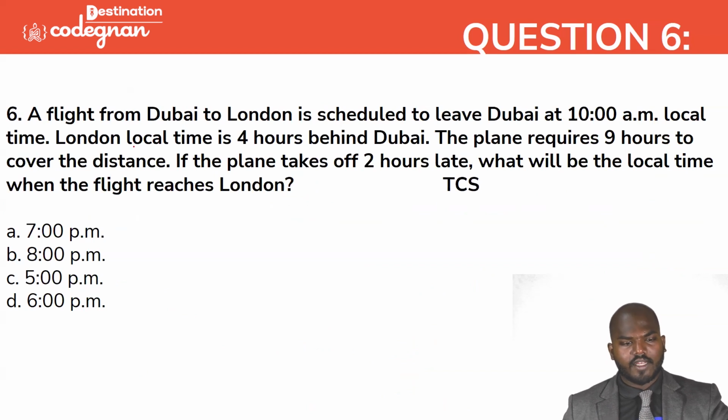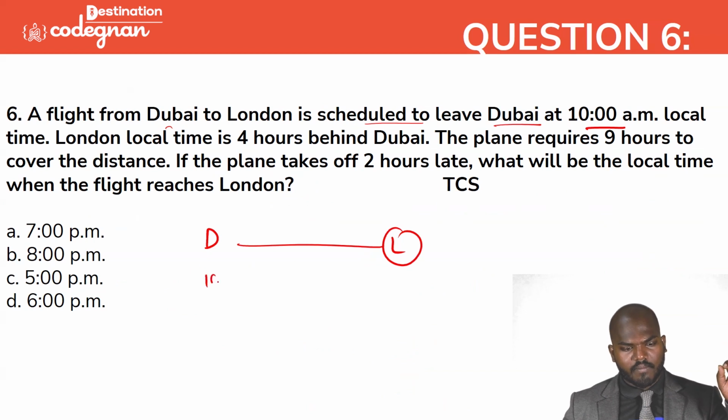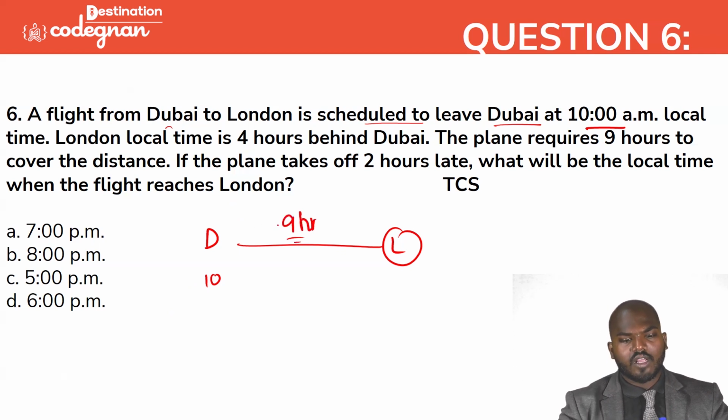A flight from Dubai to London is scheduled to leave Dubai at 10 a.m. local time. So it is scheduled to leave from Dubai at 10 a.m. But London local time is 4 hours behind Dubai. That is, if it is 10 o'clock in the morning now in Dubai, it is 6 o'clock in London. The plane requires a 9-hour journey. So Dubai to London will take 9 hours to cover the distance.